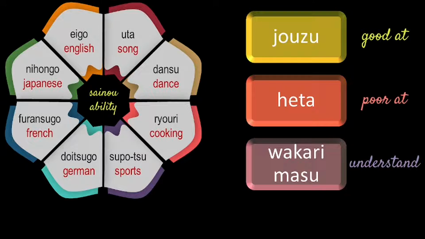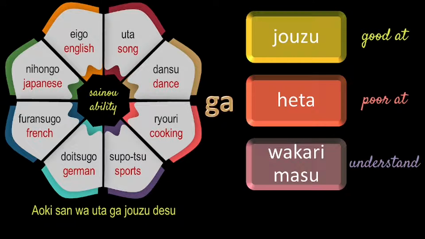Next, let us see how to use the particle ga with these words. Even in case of predicates that refer to one's ability, the object is indicated by ga. Let me give you some examples. Uta means song and jozu means good at. Now, to say Mr. Aoki is good at singing, in Japanese it will be Aoki-san wa uta ga jozu desu.